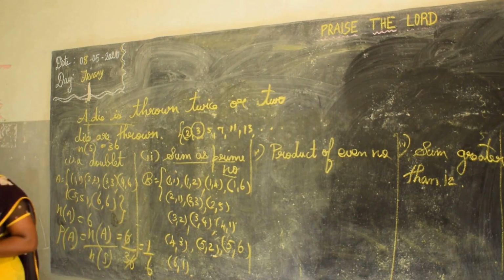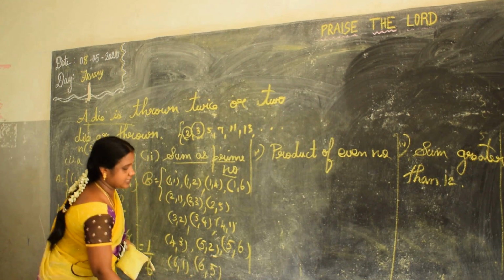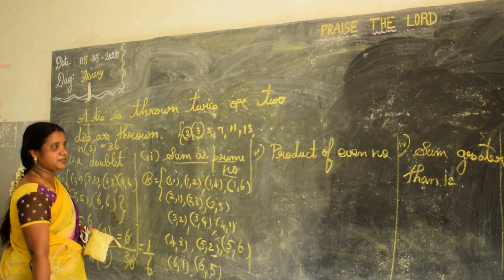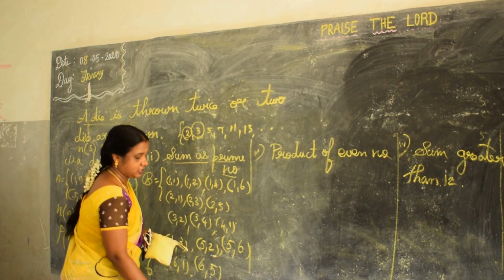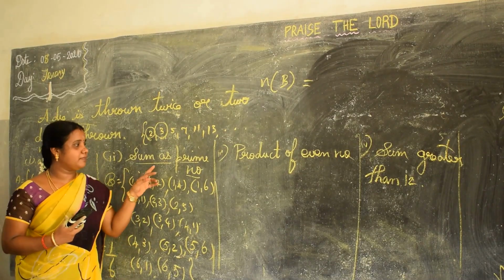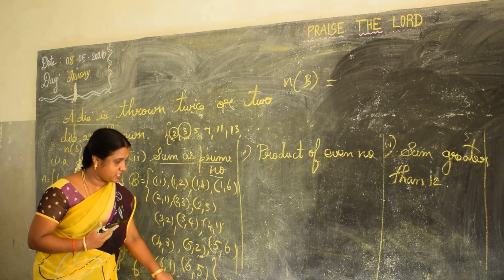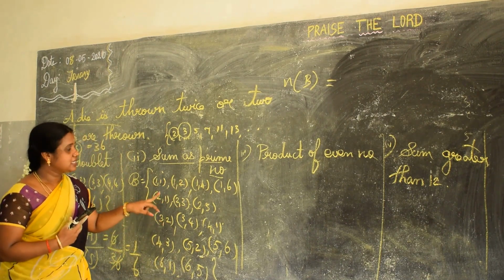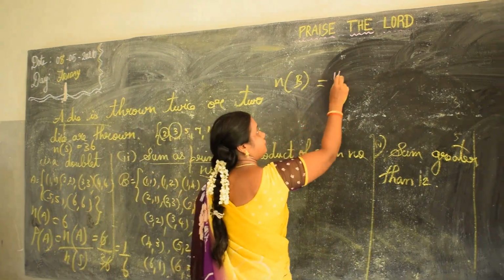So next one, at last the element is 6, 5. That's all. This is sum as prime number. If you add everything, you will get only the prime number. This is our sample space. Our sample space for sum as prime number is 1, 1, 1, 2 and so on. I wrote all of it here. Here you count how many elements are there. Totally 15. So our n of b is 15.